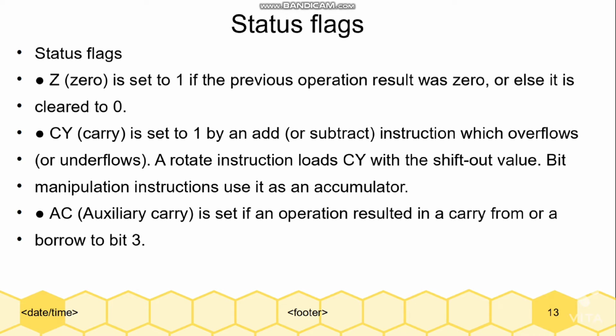Carry flag. Carry is set to 1 by an add instruction which overflows, or a subtract instruction which underflows. A rotate instruction also loads carry with the shifted-out value. Bit manipulation instructions use it as an accumulator. Auxiliary carry. It is set if an operation results in a carry from or borrow to bit 3.